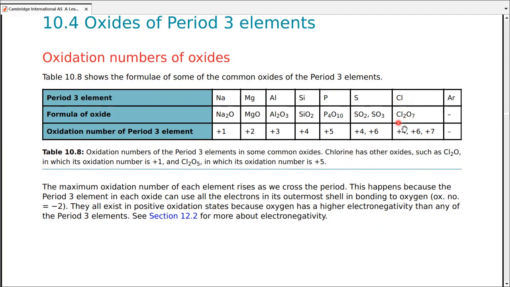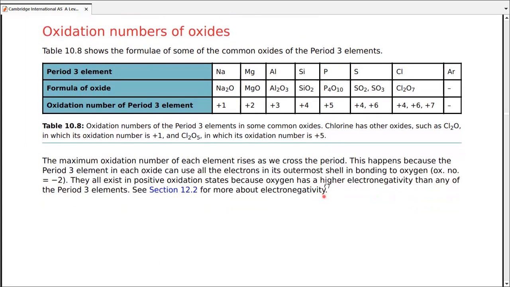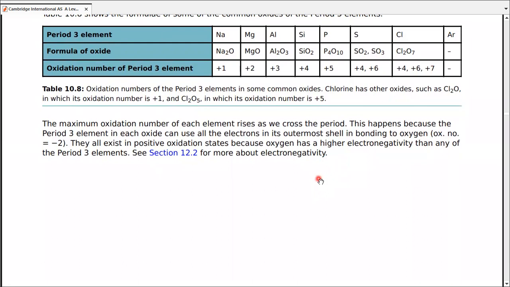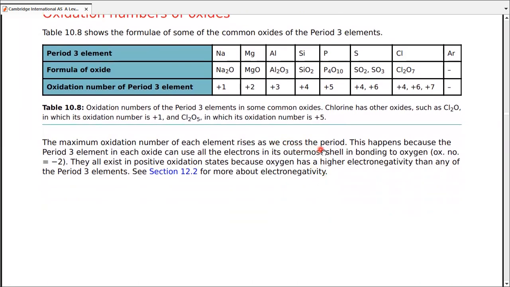Now, Cl2O7, as I've said previously, is possible. So yeah, chlorine is capable of showing more states, which means Cl2O6 or Cl2O4 are also possible. Cl2O5 can be possible. Cl2O is possible. So there have been many oxides really if we talk about chlorine, and some of them are even mentioned over here. Okay, the maximum oxidation number of each element rises as we go across the period.